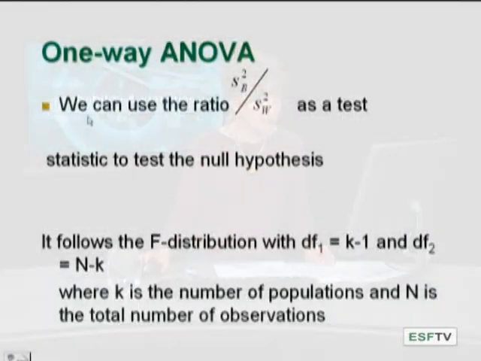As we see in this slide, this test statistic is going to allow us to evaluate the null hypothesis. The 2 degrees of freedom associated with the F distribution are degrees of freedom 1, that has k minus 1 degrees of freedom, k being the total number of populations, and the second degrees of freedom, n minus k, where n is the total number of observations.